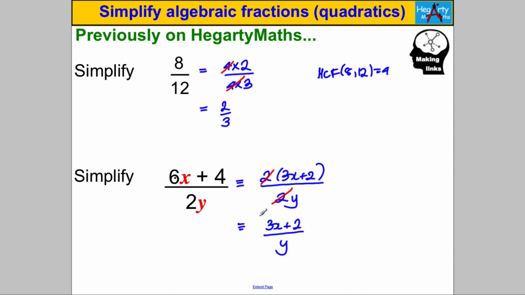And that skill we're going to be using a lot in this video. So to simplify fractions, factorize the top and the bottom and cancel common factors. We're going to need that.